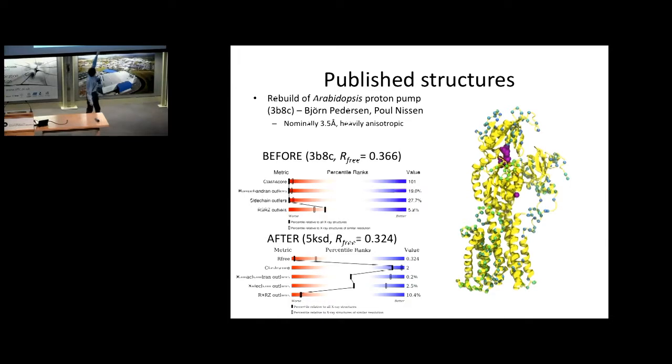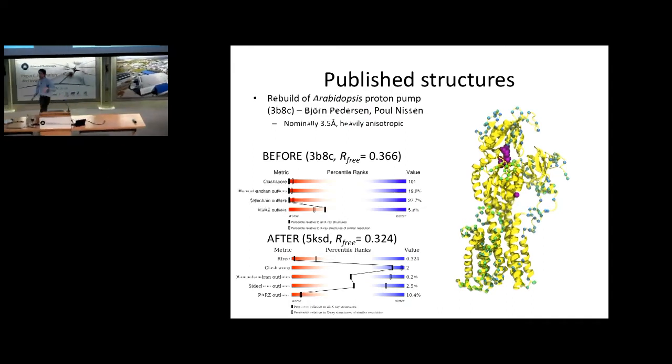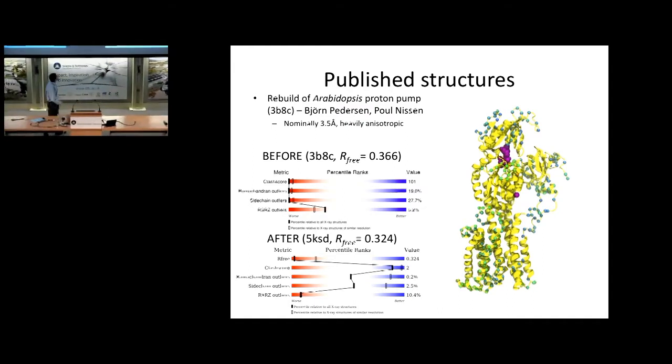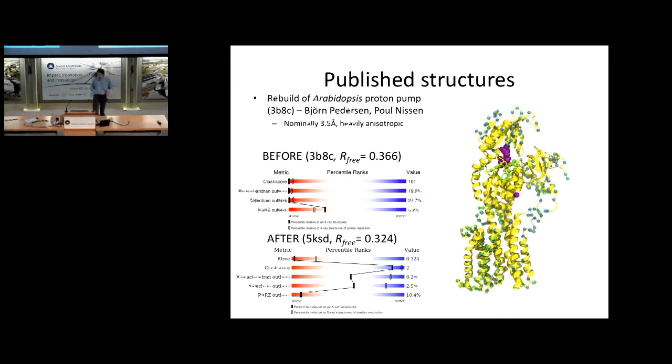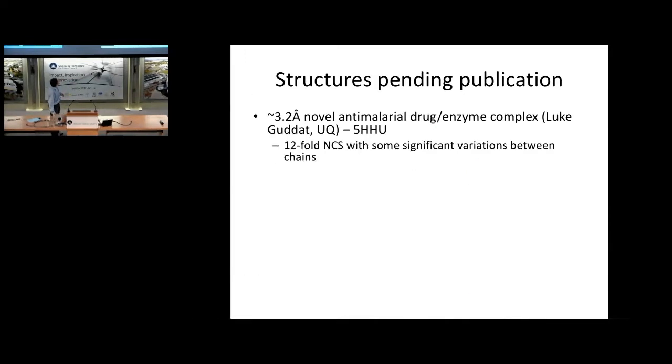And to give you an idea of the scale of the challenge of this one, each of the little spheres on the backbone here is a C alpha atom that's actually moved more than 2.5 angstroms. So it's actually moved in register along the sequence. So there was a lot of movement that had to be done in this one.